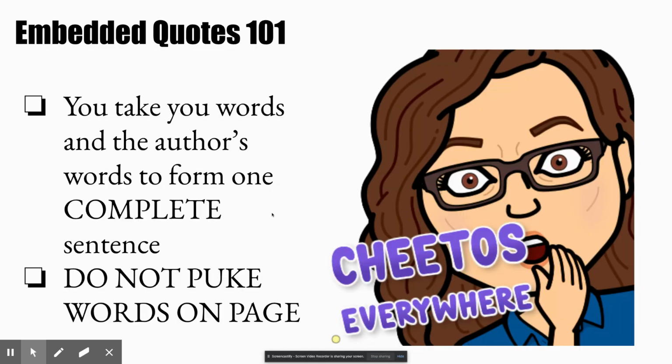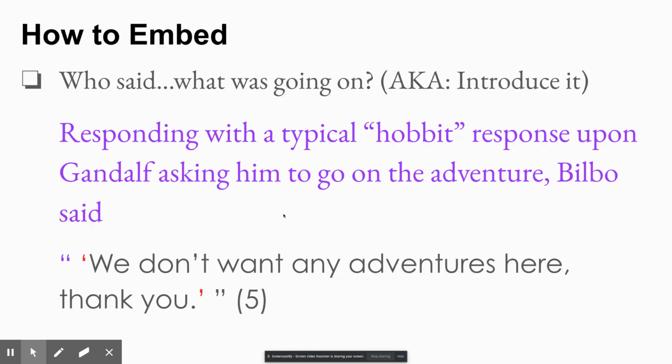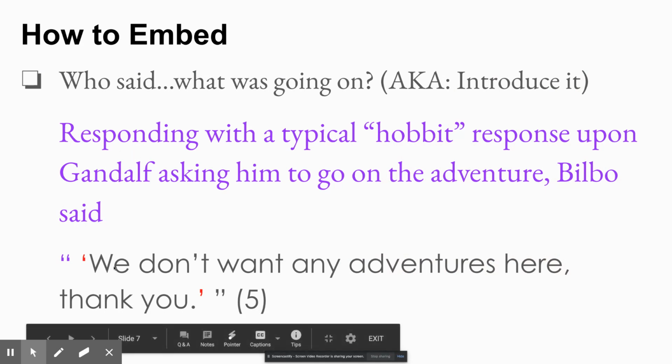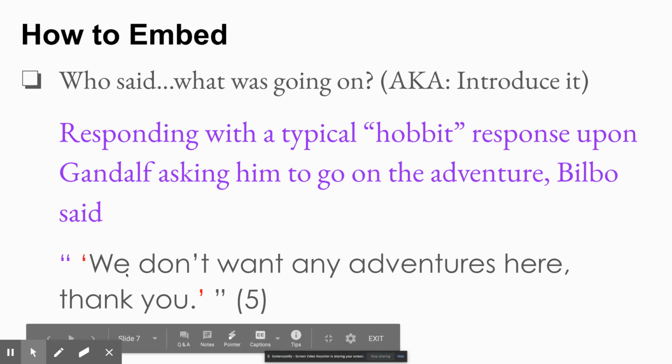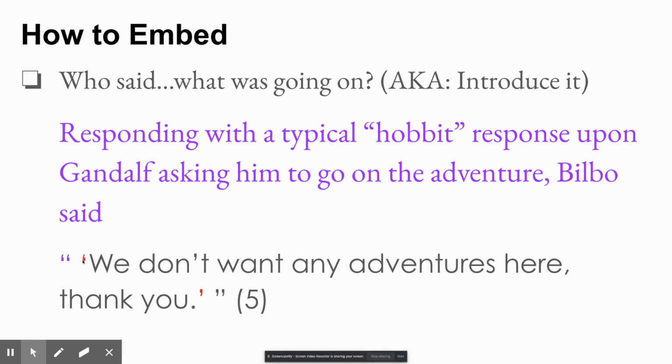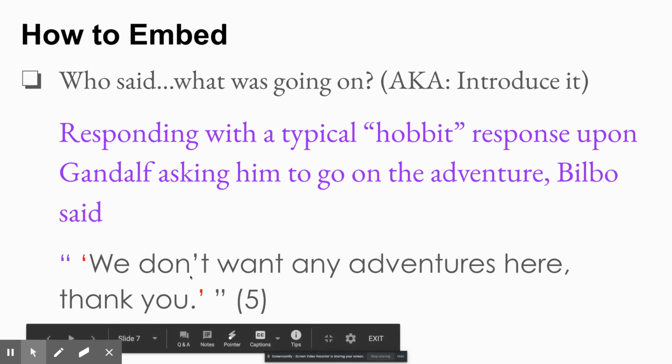From there, on your shaping sheet, you do this. You take your words and the author's words together, responding with the typical Hobbit response upon Gandalf asking him to go on the adventure, Bilbo said, "We don't want any adventure here, thank you." Why did I do the triple quote? You have the quote because it's from the actual text, and this means that someone's talking. So you're quoting someone talking, so you have to have that, okay?